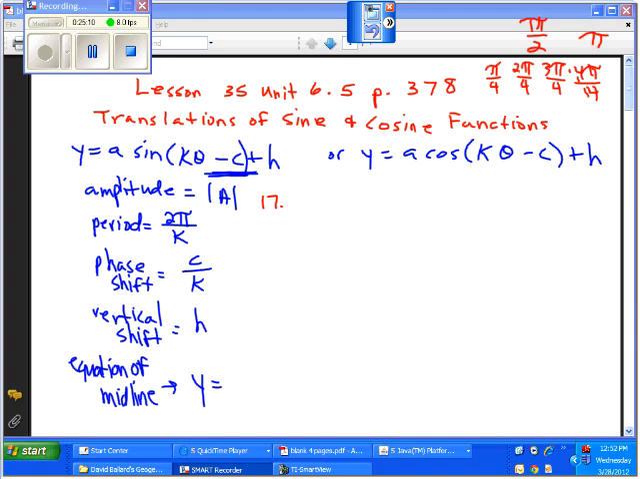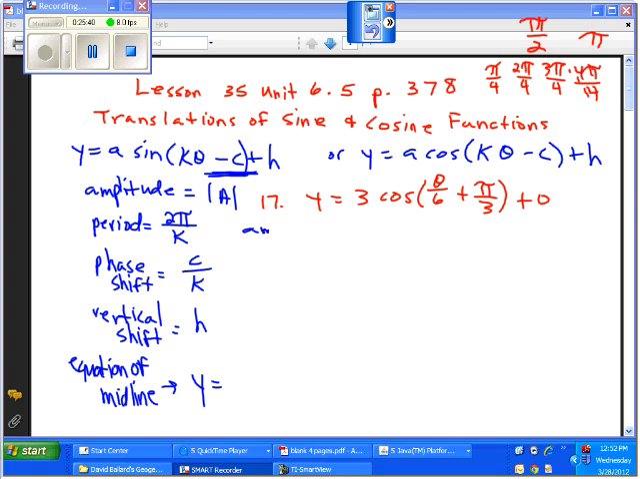So number 17, we have y equals 3 cosine of theta over 6 plus pi over 3, and an understood plus 0 for a vertical shift. Okay, so we've got all our formulas on the left.